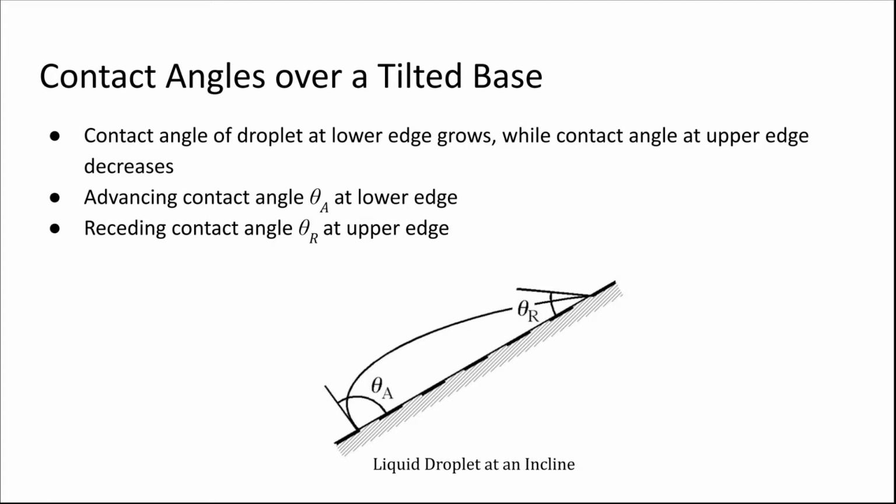Normally, the contact angle of the droplet at the lower edge grows, while the contact angle at the upper edge decreases. The angle at the lower edge is known as the advancing contact angle, and the angle at the upper edge is known as the receding contact angle.